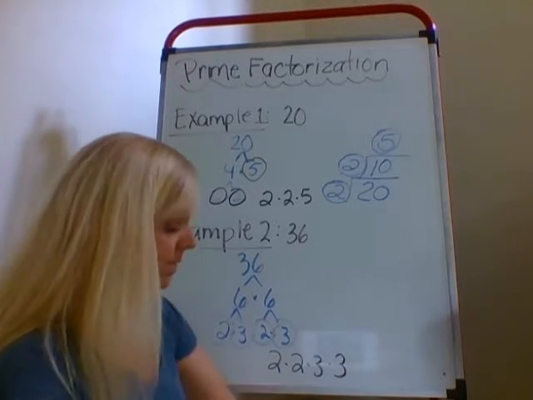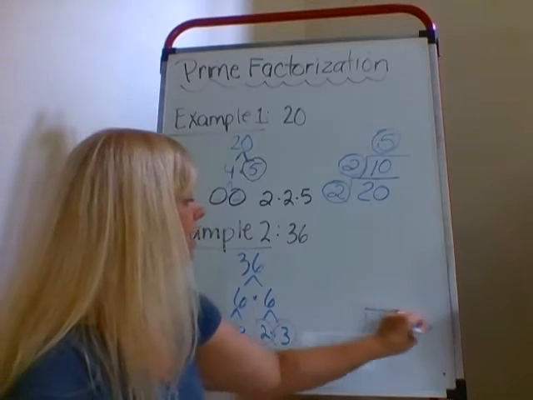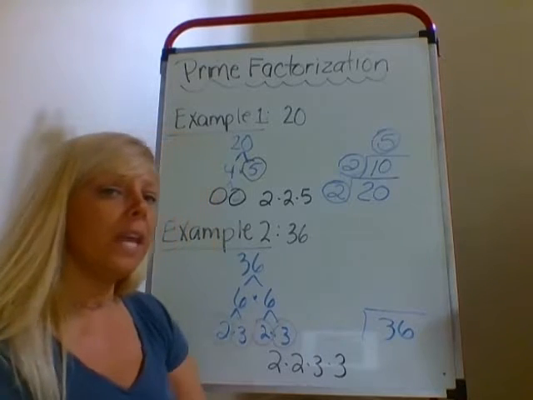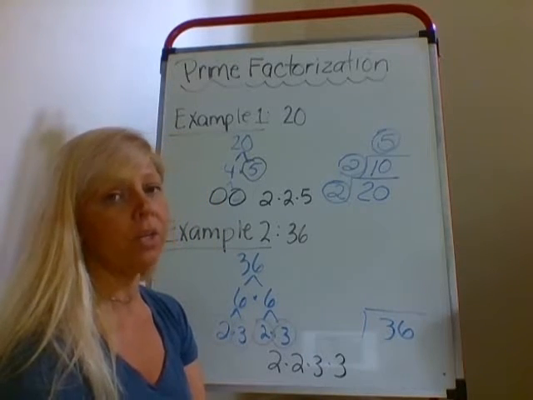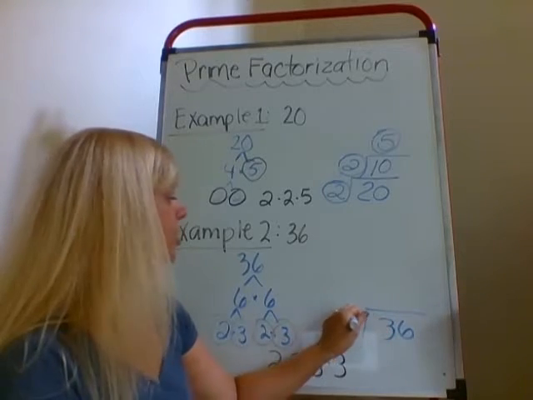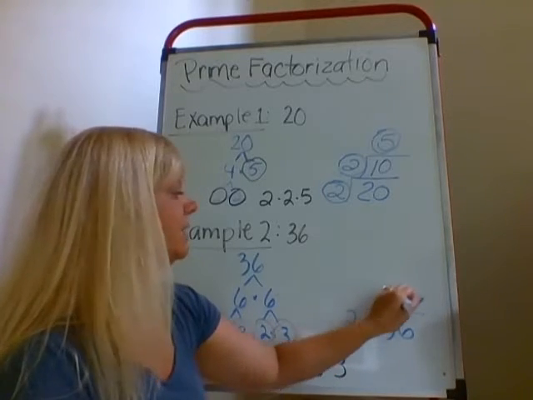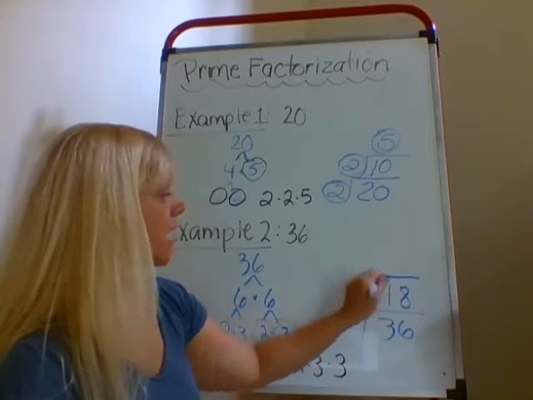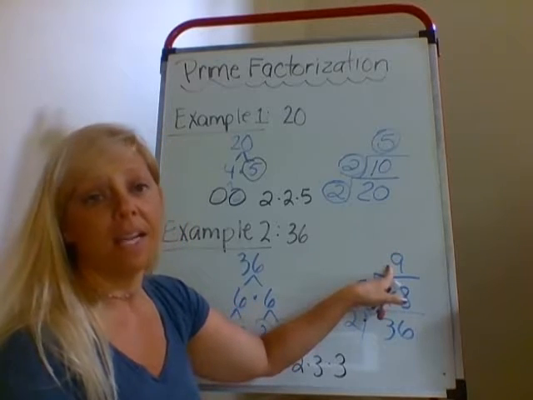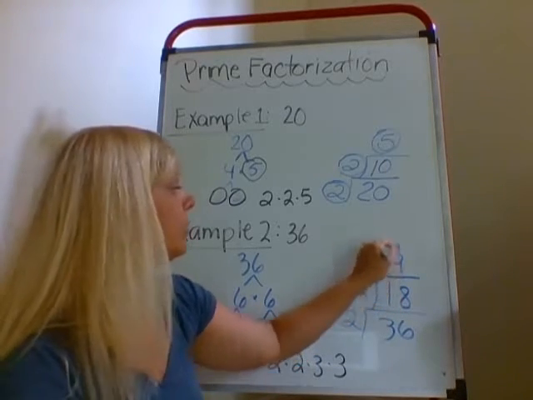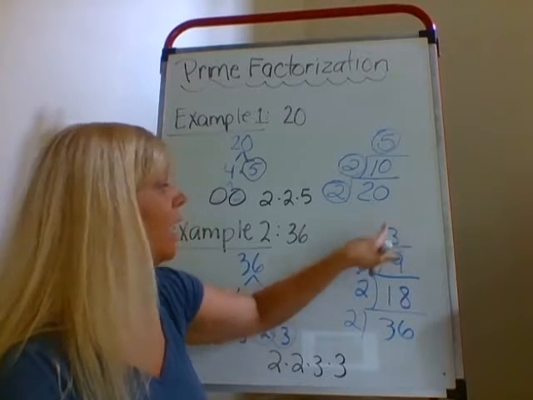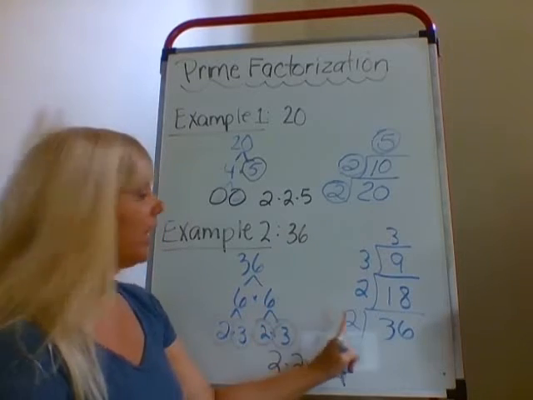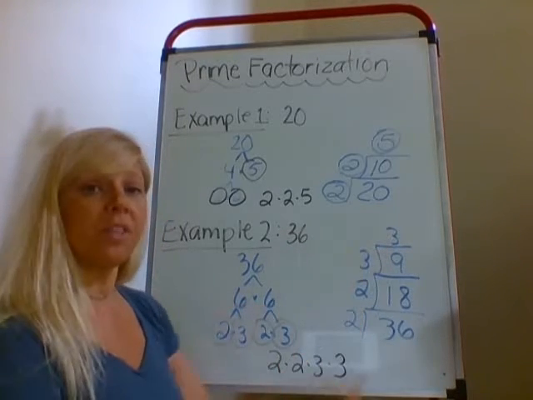Okay, so again, I can use the cake method if you would like to. 36. Again, I need to start with a prime number. That's the only thing with the cake method, I always have to start with a prime number. So I know it's even, so I'm going to start off with 2. 2 goes into 36 18 times. 18 is composite, so I keep going. 2 goes into 18 9 times. 9 is a composite number because I can do 3 times 3. And 3 is a prime number because the only way I can make 3 is 3 times 1. So I'm done. And again, there's my 2 times 2 times 3 times 3 that I have written down here at the bottom.